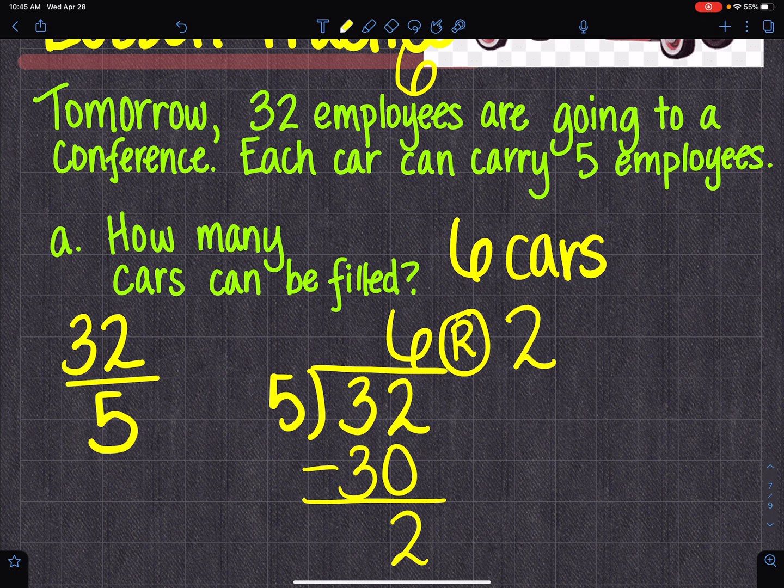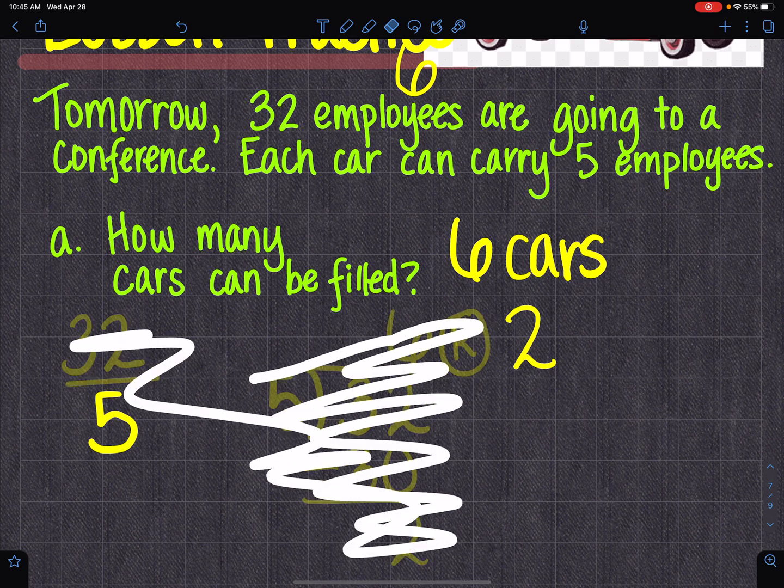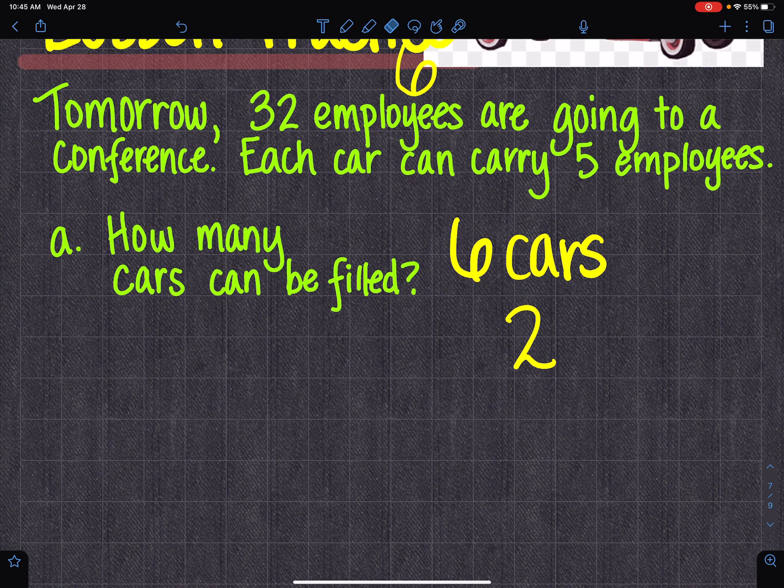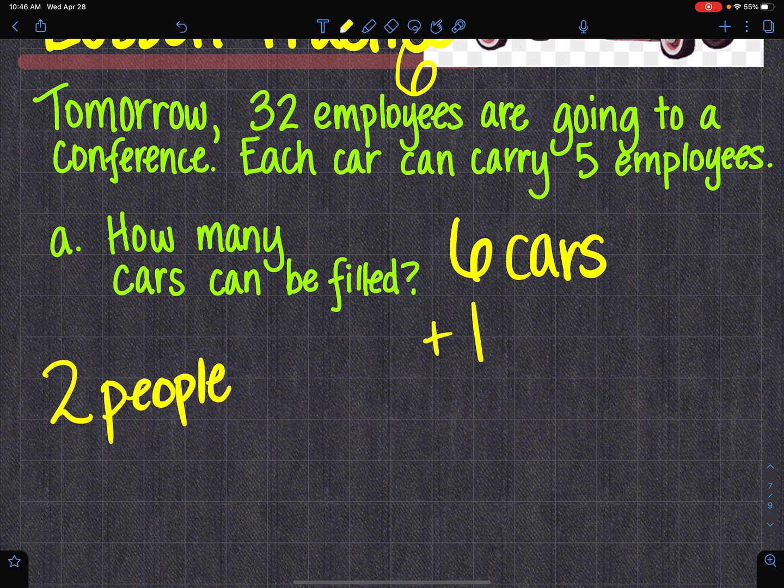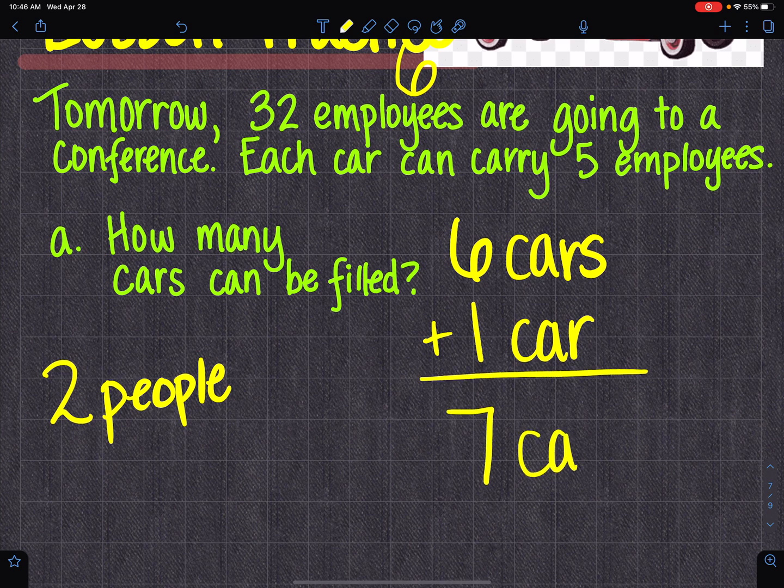So that's important that the way they asked that, they said how many cars will be needed. Well, guess what? You can't make those last 2 people walk. So you need 1 extra car for those last 2 people. So it's going to be 6 cars plus 1 that's only going to have 2 people in it. And you need a total of 7 cars to get all the employees to the conference because you can't make these 2 people walk. That might be a long way. That's crazy talk.